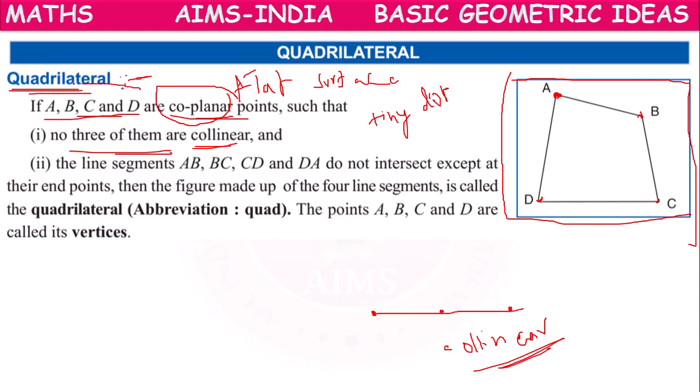But here we have to take 4 points such that no 3 of them are collinear. Means 3 points should not lie on the same line. We have to take them like that. Only 2 points should lie on the same line. The third point should be kept somewhere else, and the fourth point should be kept somewhere else.